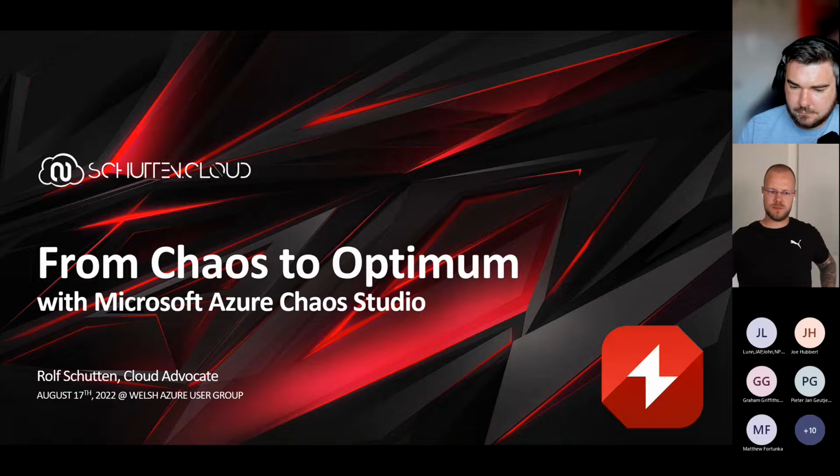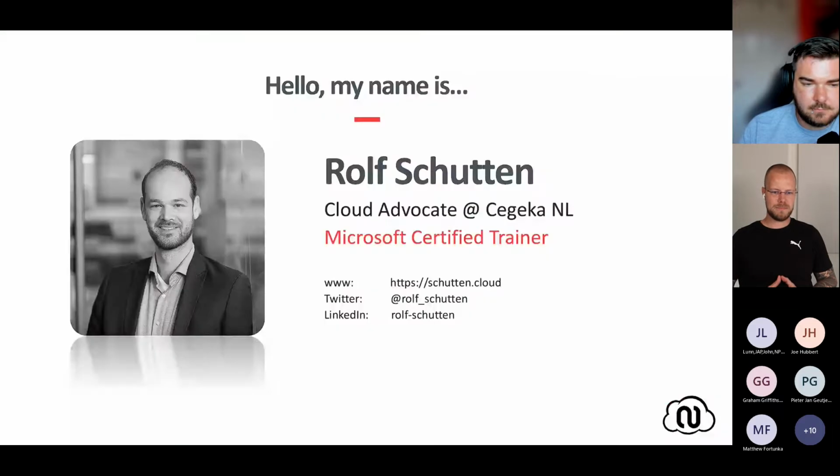So, From Chaos to Optimum with Microsoft Azure Chaos Studio. My name is Rolf Schutten. Like Dee also said, before we dive into the topic today, we always like to talk about ourselves. I even try to talk about myself before putting it on the agenda. My name is Rolf Schutten, and I'm an Azure Cloud Advocate at Sogeti, based in the Netherlands.